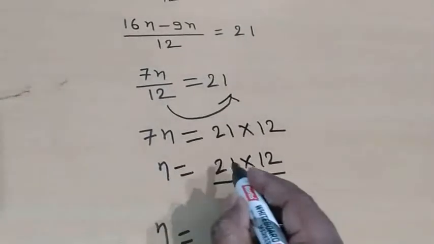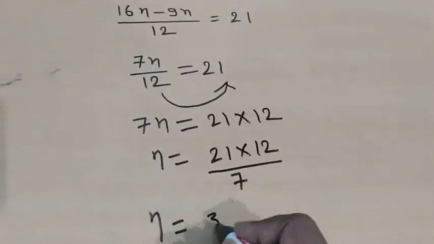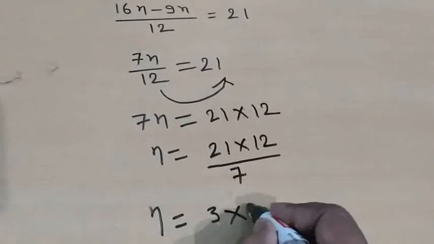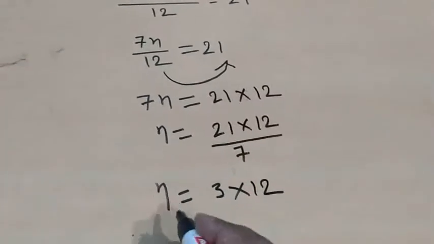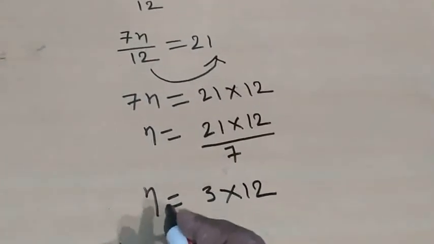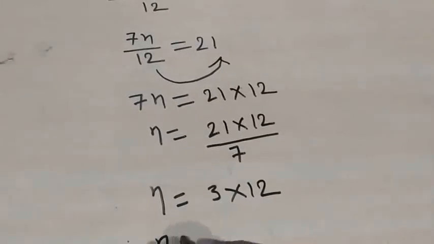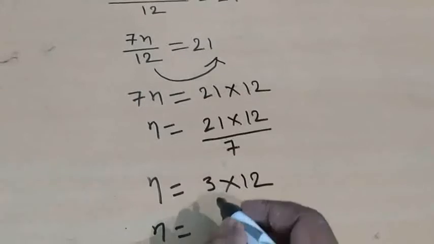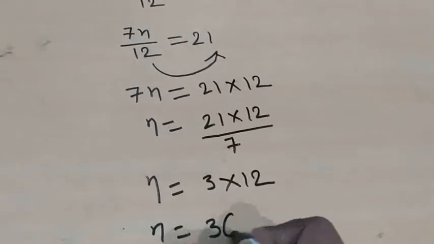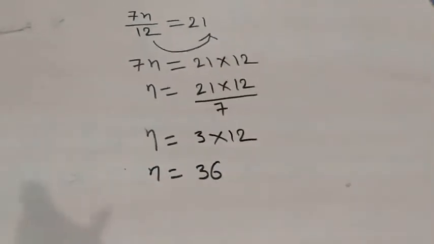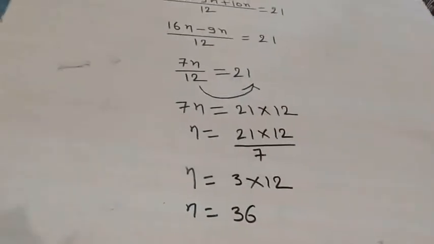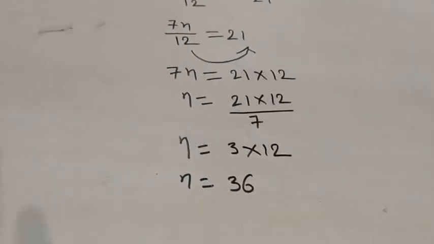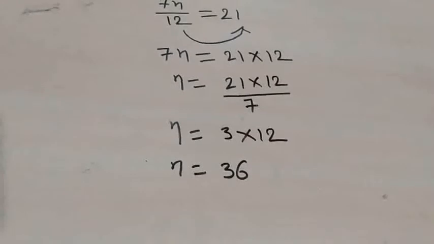So n is equal to, you can see, 7 threes are 21, so here we have 3 into 12. And n is equal to 12 threes are 36. Clear? 12 threes are 36. I hope all of you understood.